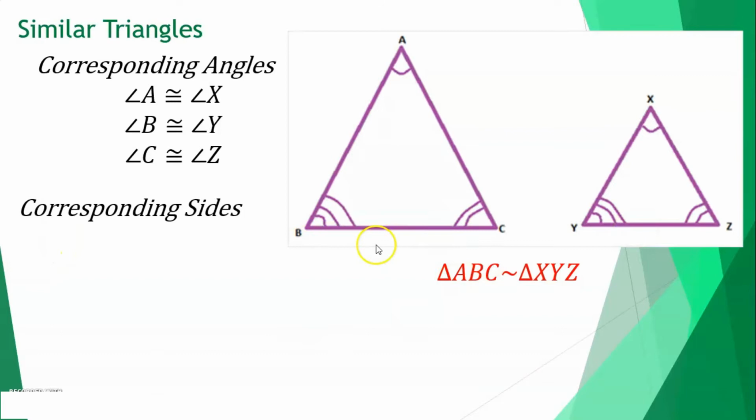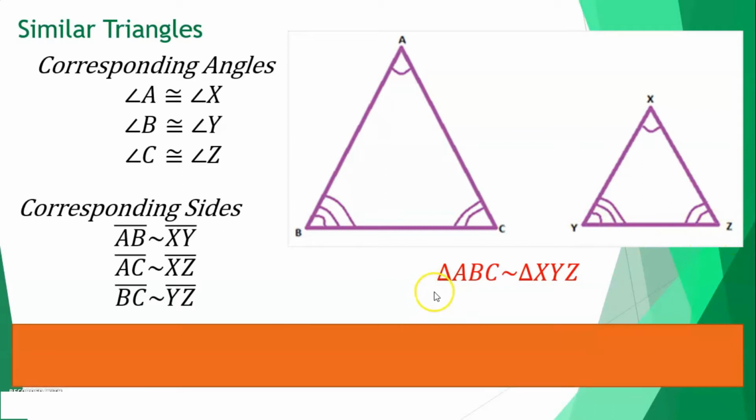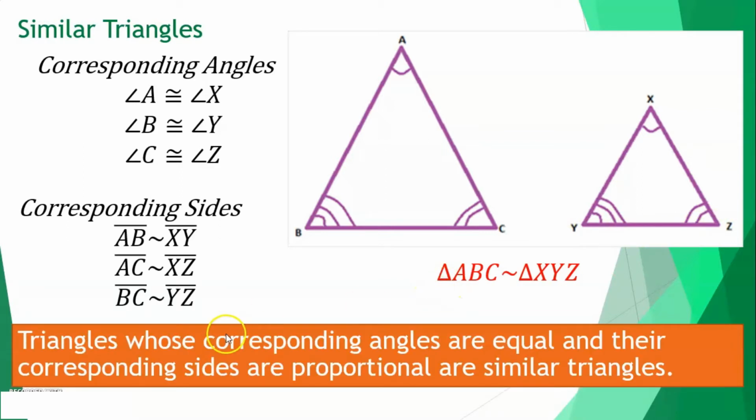Then for their corresponding sides, for AB, the corresponding side would be XY. Then AC, the corresponding side is XZ. And for BC, the corresponding side is YZ. So take note, when you say similar figures or triangles, their corresponding angles are equal and their corresponding sides are proportional. Now, we don't really have to prove that all angles are congruent and corresponding sides are proportional for us to claim that two triangles are similar.